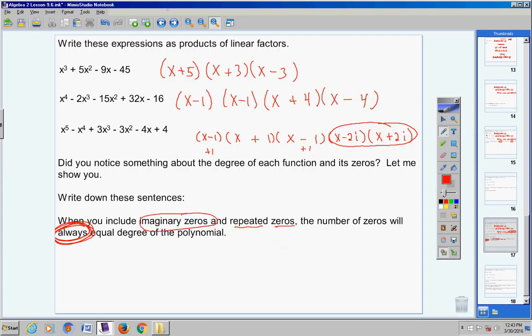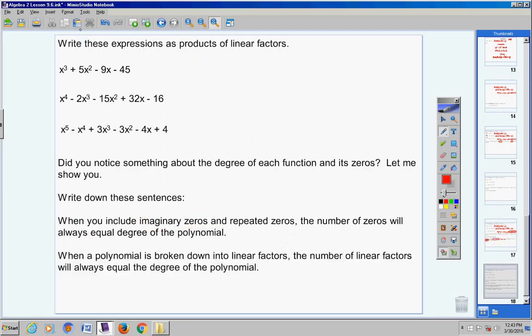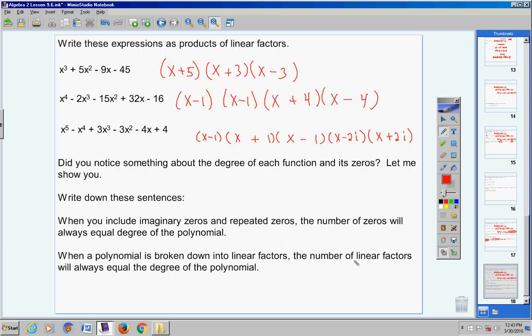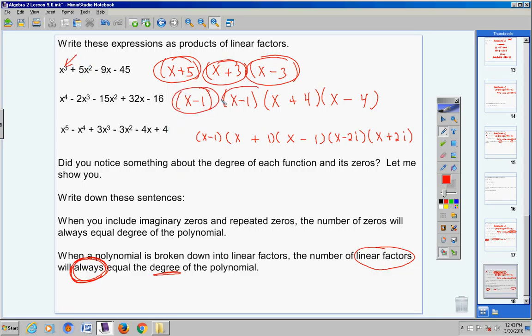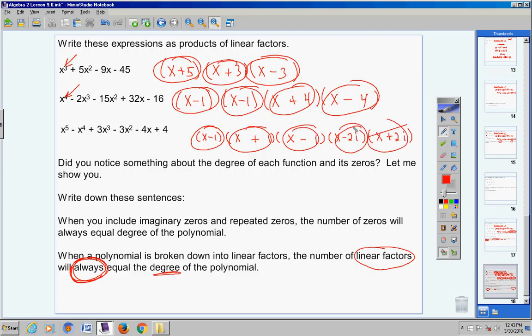One more sentence I would like you to write down. When a polynomial is broken down into linear factors, the number of linear factors will always equal the degree. How many linear factors did I have? 1, 2, 3. What's the degree? 3. How many linear factors did I have? 1, 2, 3, 4. What's the degree? 4. How many linear factors did I have? 1, 2, 3, 4, 5. What's the degree? 5. And that's it for today.